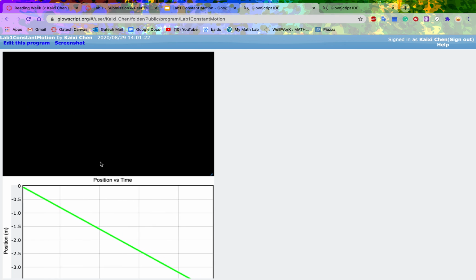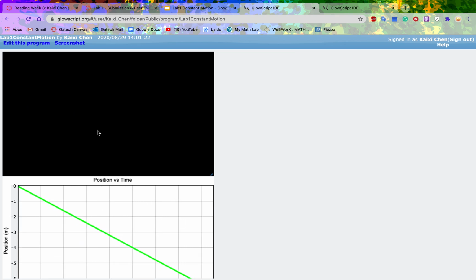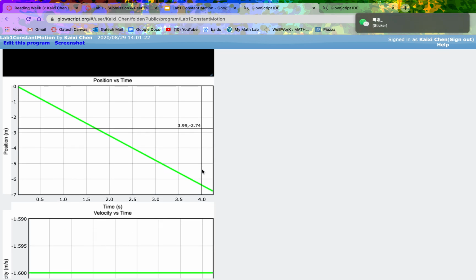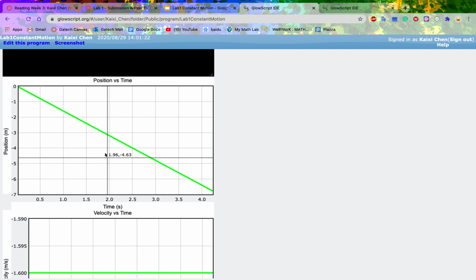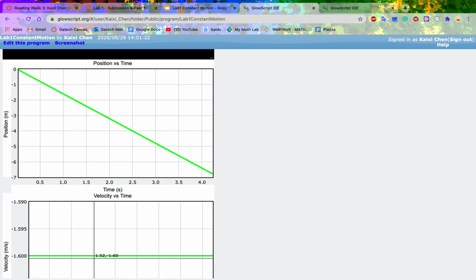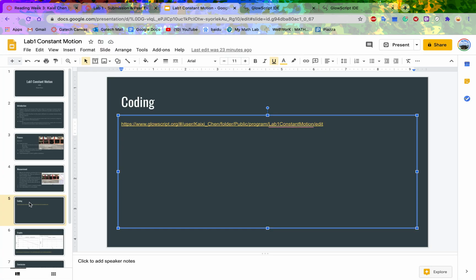And when I run this, you can see that's the path of the object, and that's the position versus time graph. That's the velocity versus time graph. You can see it's a straight line for velocity, and it's a linear line for position versus time.